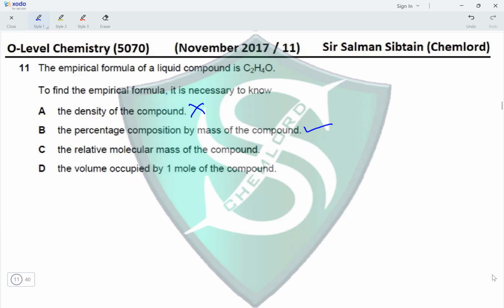Yes, because in the first step of finding the empirical formula, we divide the percentage composition by the Ar of the element. The relative molecular mass of the compound should be known if we need to find the molecular formula after finding the empirical formula. Otherwise, the empirical formula can be obtained without knowing the molecular mass. And the volume occupied by 1 mole of the compound is not necessary in finding the empirical formula. Therefore, the correct option for this question is option B.